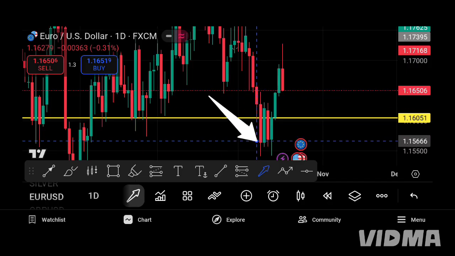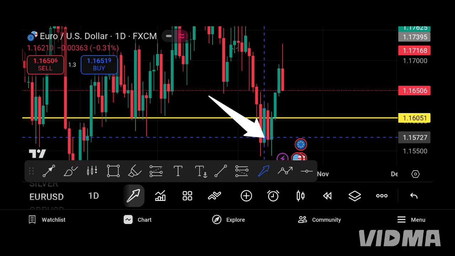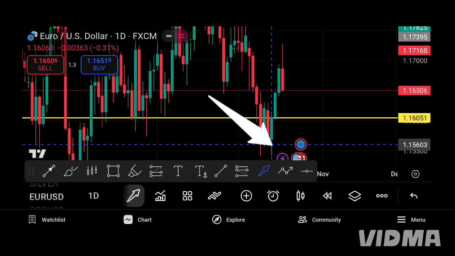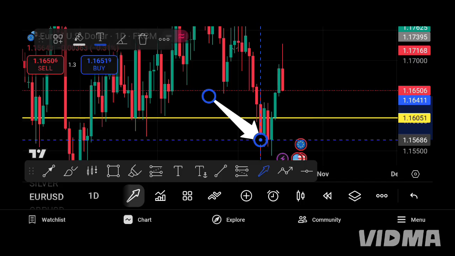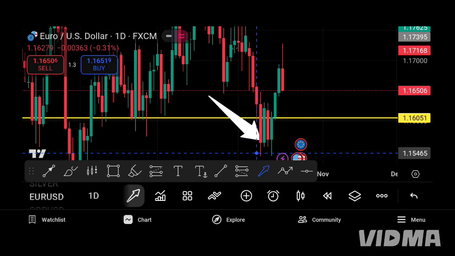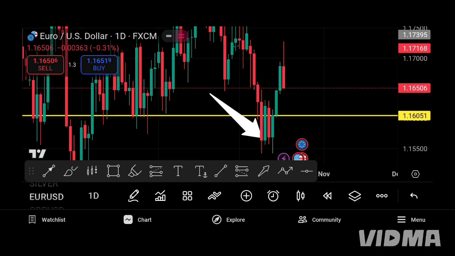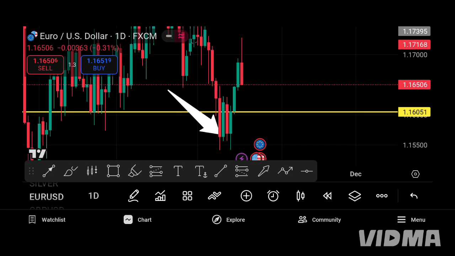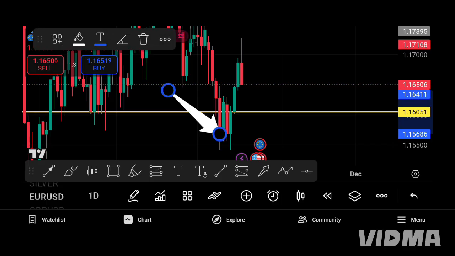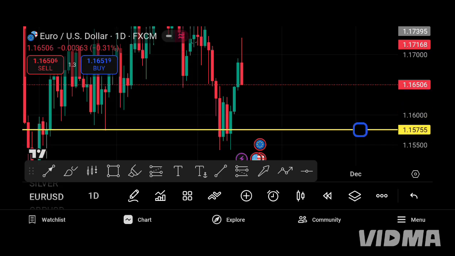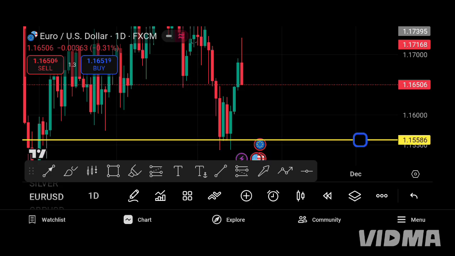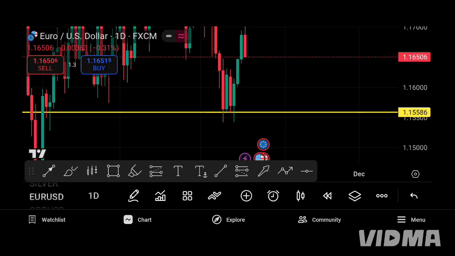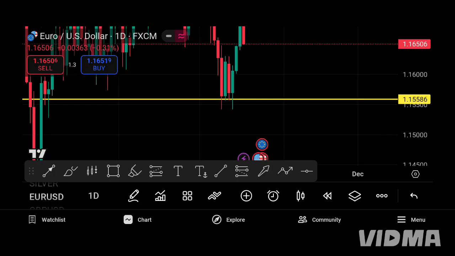For example, like this candle here that I've shown you, this red candle, it was swept here. Let me bring this candle here, the red candle was swept. Liquidity was swept.